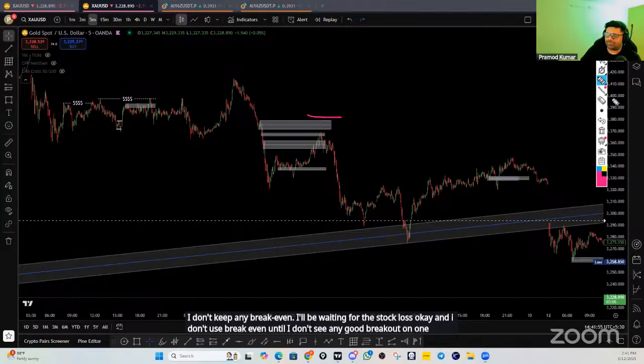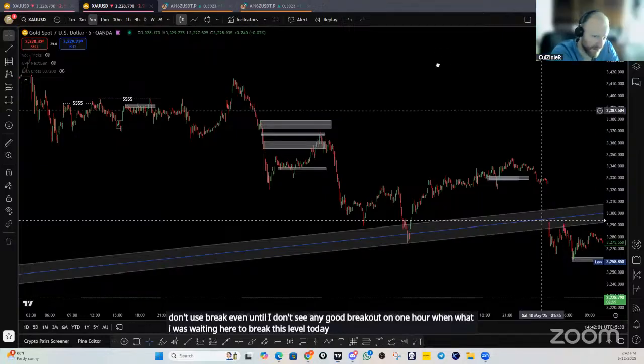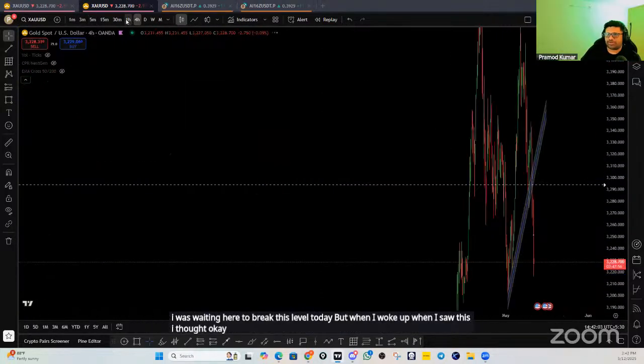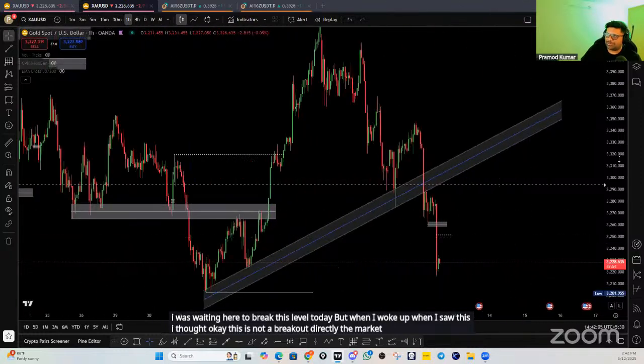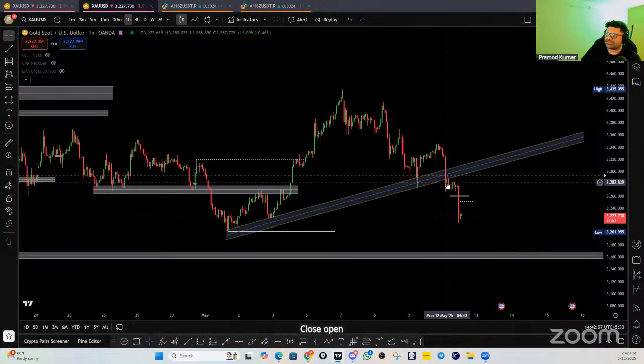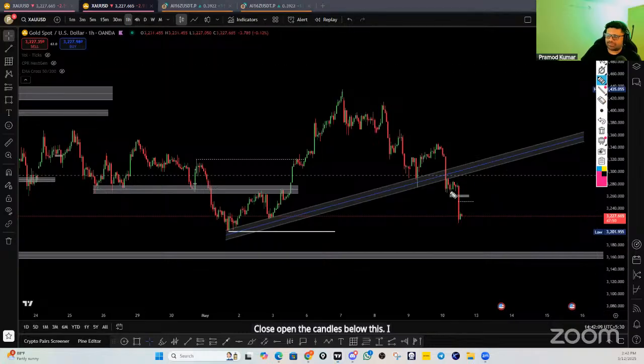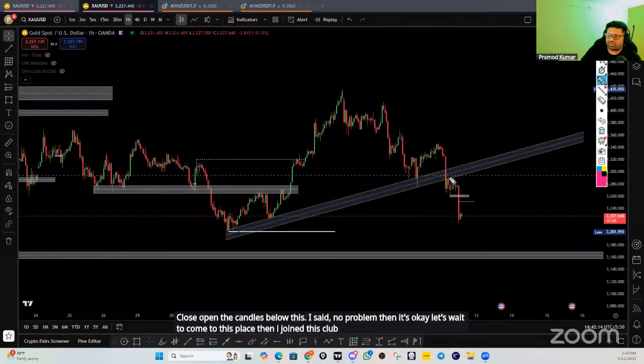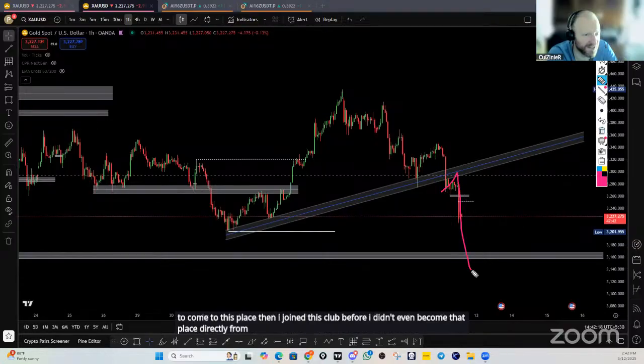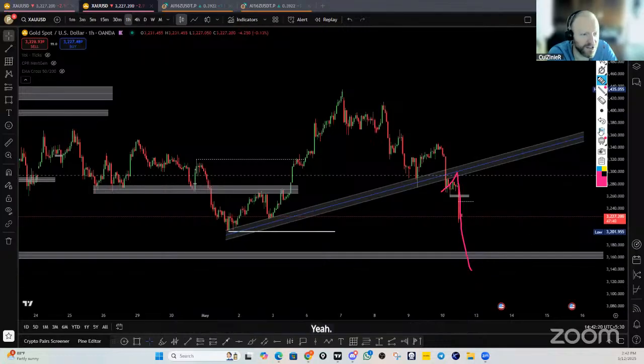What I was waiting for here was to break this level today. But when I woke up and saw this, I said, okay, this is not a breakout. Directly, the market opened with the candles below this. I said, no problem, it's okay. Let's wait for it to come to this place, then I join this trade. Before, it didn't even come to that place. Directly withdrew. Yeah, this morning was crazy.